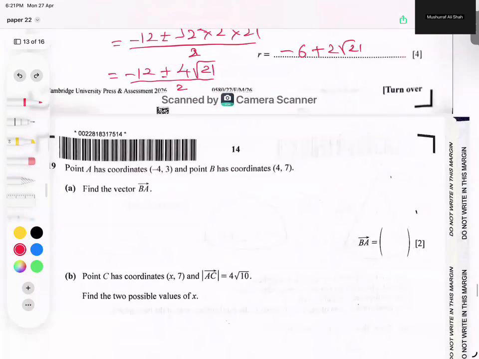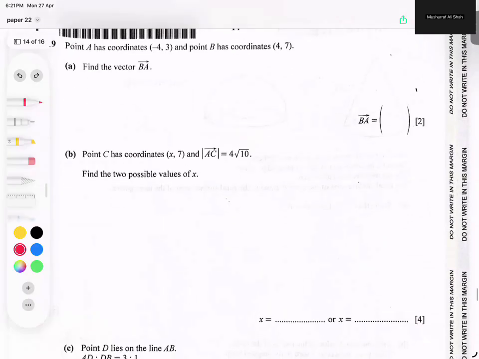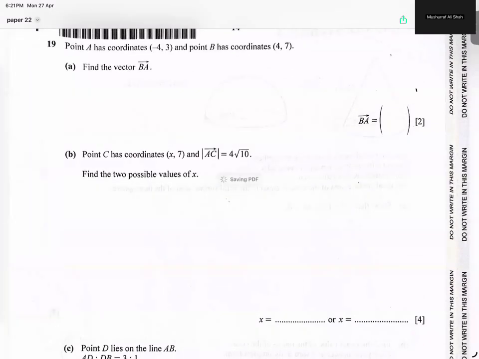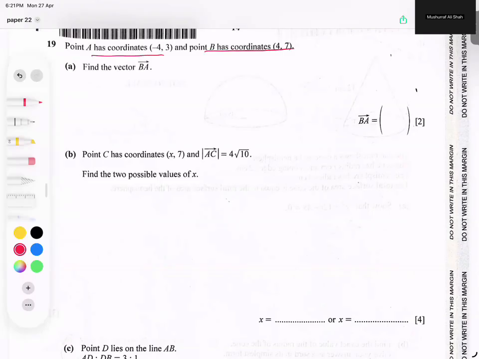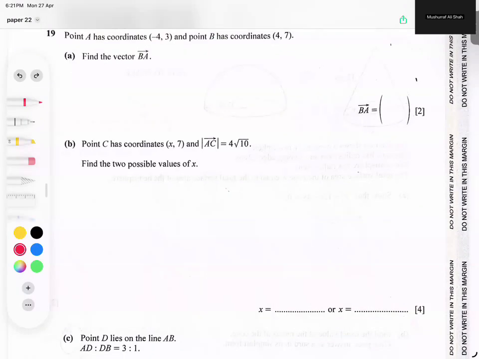Question number next, 19. Question number 19, what is the question here? Point A is given coordinates and point B given. A coordinate given, B coordinate given. So 1 minute, please. So A coordinates given as said before, B is given, and we have to find out BA vector.